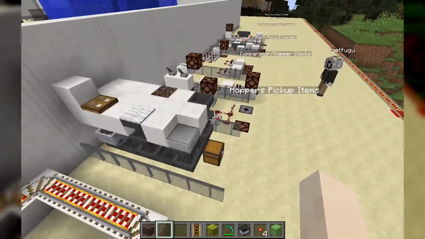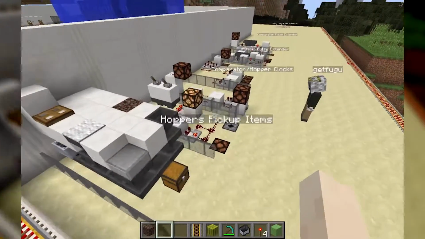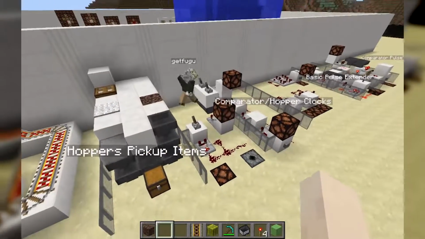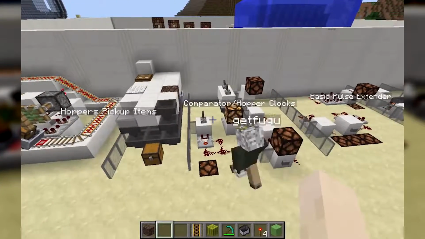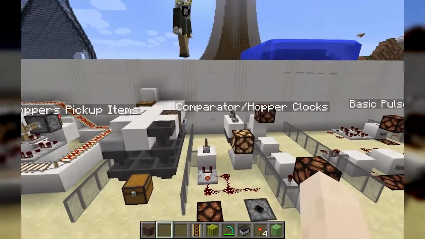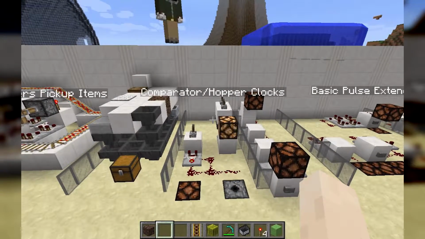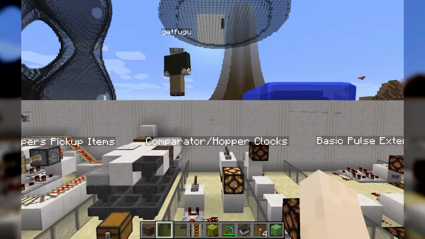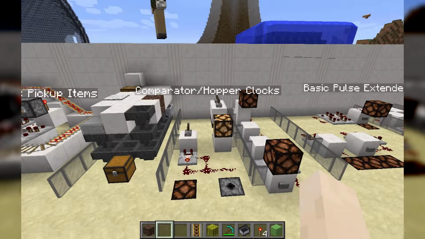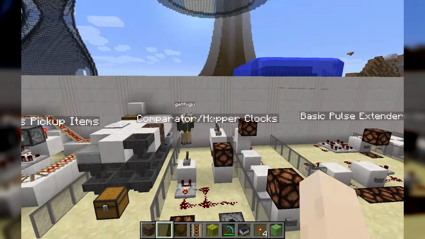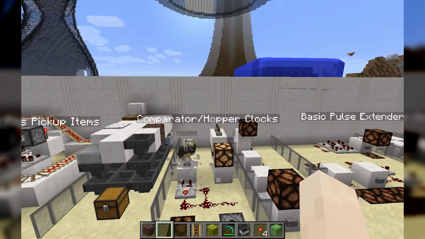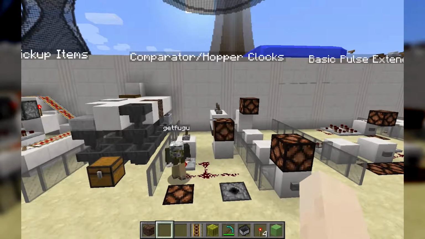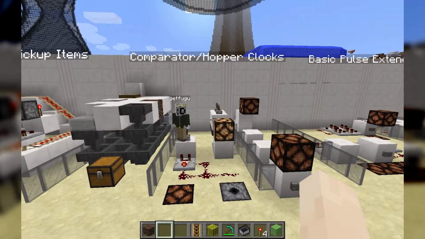And Baker. Hello. So now we'll get into comparator and hopper clocks. The three uses of comparators, sort of like the three important uses in my opinion, are seeing how full a container is, like for sorters and for minecart unloaders, clocks, and as pulse extenders. But the reason they can become clocks and pulse extenders is because of their comparing feature that they have, right?